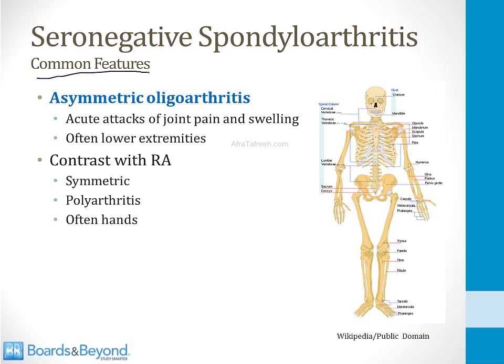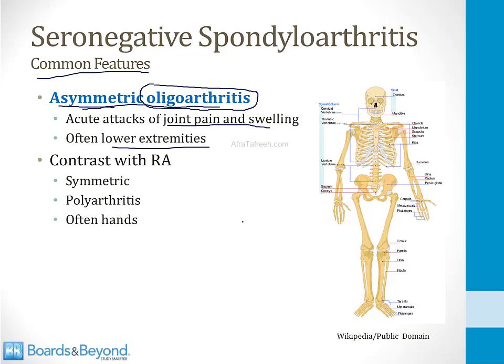Each of the seronegative spondyloarthritis disorders is a little bit different from the others, but there are some common features that are found in many of these disorders, and if you know what they are, it makes it easier to recognize these conditions in a board question. So the first feature that's common to many of the spondyloarthritis conditions we're going to talk about is asymmetric oligoarthritis. Patients with these disorders often have acute attacks of joint pain and swelling that often involve the lower extremities. They are asymmetric, meaning they only occur on one side of the body, and they are an oligoarthritis, meaning they involve 2 to 4 joints.